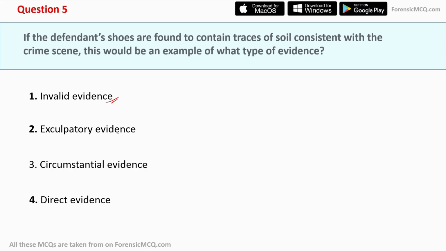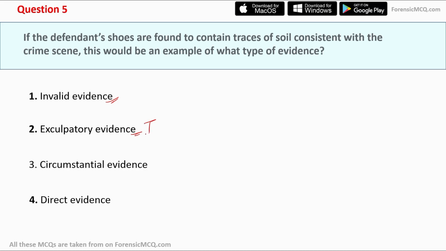Second is exculpatory evidence. Exculpatory evidence is evidence which can prove someone's innocence. For example, in a case a fingerprint is found, and when the fingerprint is matched with person A, it is not a match. Then this type of evidence which excludes a person and or proves their innocence is called exculpatory evidence.